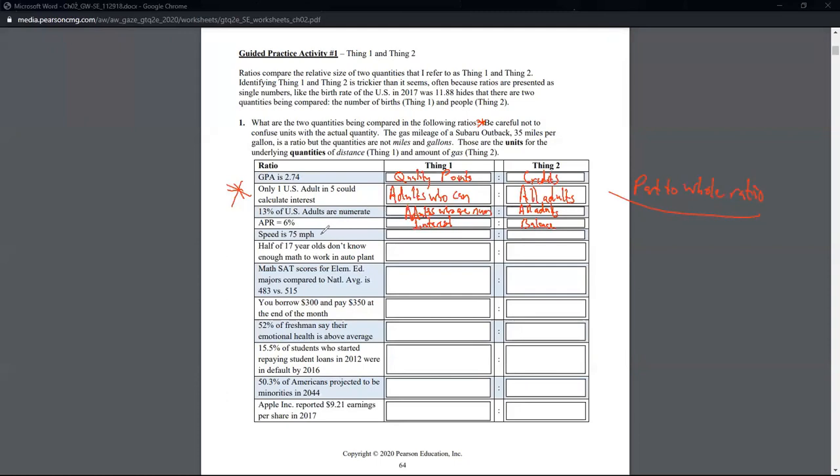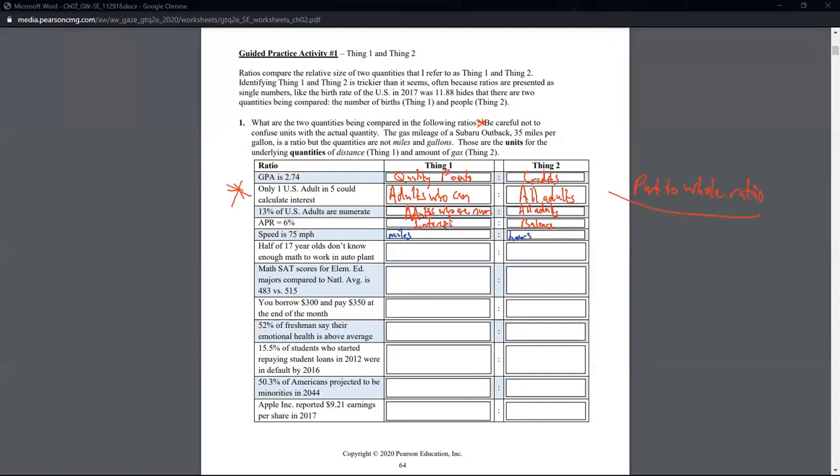Speed is 75 miles per hour. The word per means the next thing is the bottom of a fraction. It would be thing 2. So one person might say, and I'll do this in blue because this is technically breaking the rule above, but your teacher says he doesn't care. Miles could be thing 1, and hours could be thing 2.